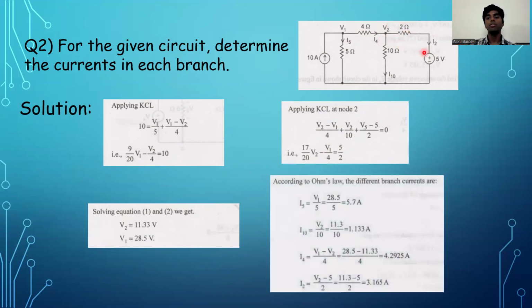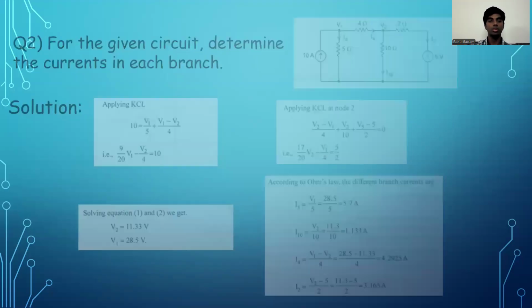Now, Ohm's law states that V is equal to IR, or I is equal to V by R. Applying Ohm's law to the different branches, and since this is a reference voltage, the potential difference across this 5 ohm resistor is V1 and across the 10 ohm resistor is V2. Across the 4 ohm resistor, it is V1 minus V2, and across this 2 ohm resistor, it is V2 minus 5. Now, applying Ohm's law at the respective branches, we get the current values as I5 is 5.7 amps, I10 is 1.133 amperes, I4 as 4.2925, and I2 as 3.165 ampere respectively.